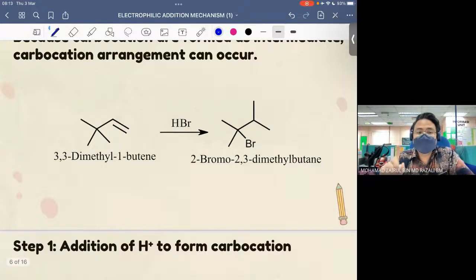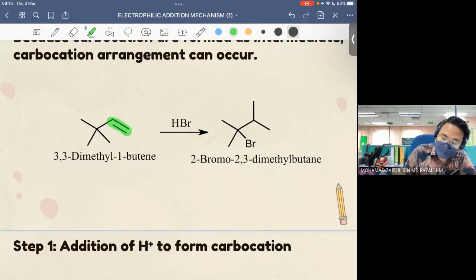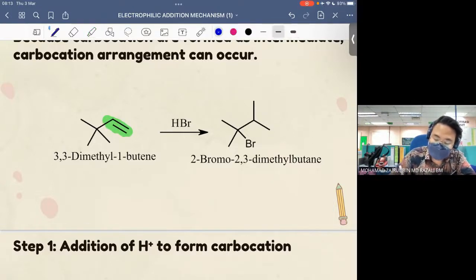So, saya ada 3,3-dimethyl-1-butene. Okay, dia react dengan HBr. Okay, dia akan hasilkan 2-bromo-2,3-dimethylbutane. Okay, sebab macam hari tu saya cakap, reaction itu hanya akan berlaku dekat functional group. So, our functional group adalah yang ini. So, sekarang ini awak tengok, alkene ini adalah unsymmetrical alkene.